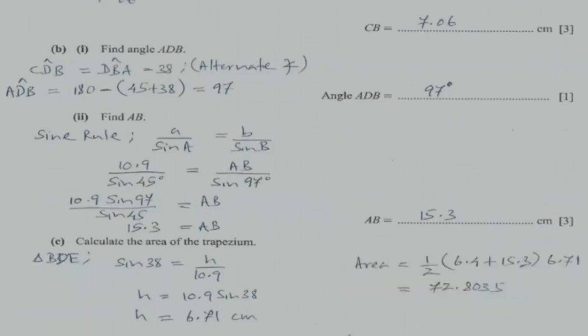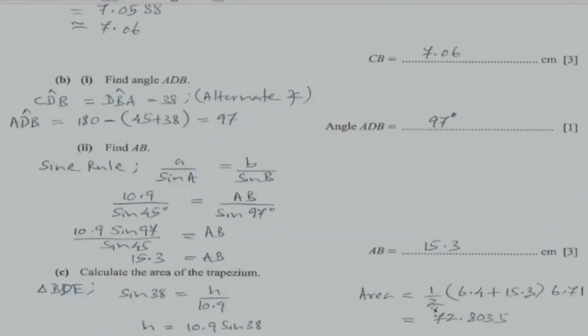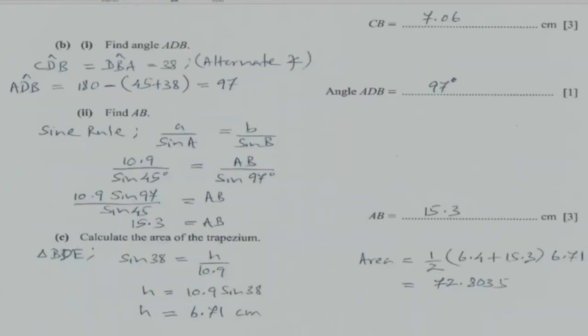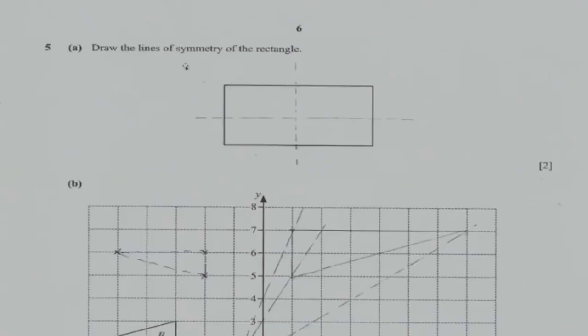And then we have to find the area. Area we know is half into the sum of the two parallel lines into the perpendicular height. Half into (6.4 plus 15.3) into 6.71 is 72.8035. So we can write 72.8.